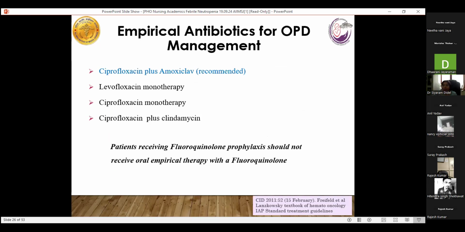So coming to the antibiotics of choice. In empirical antibiotics that we are giving orally, recommended is the ciprofloxacin plus amoxiclav combination. So mainly we are giving fluoroquinolones, but if a child is already on fluoroquinolone prophylaxis, they should not receive oral empirical therapy with a fluoroquinolone because the child is already receiving it.